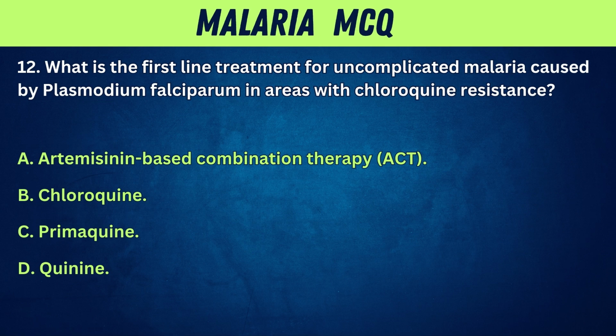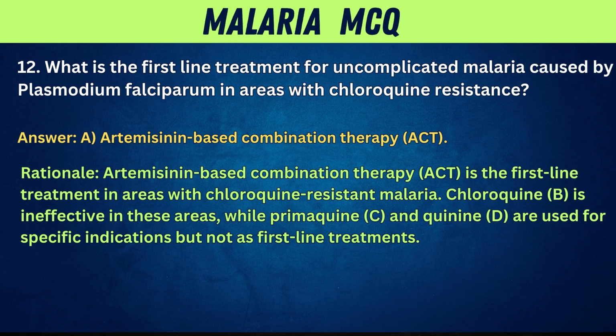12. What is the first-line treatment for uncomplicated malaria caused by Plasmodium falciparum in areas with chloroquine resistance? A. Artemisinin-based combination therapy, ACT. B. Chloroquine. C. Primaquine. D. Quinine. Answer: A. Artemisinin-based combination therapy, ACT. Rationale: artemisinin-based combination therapy, ACT, is the first-line treatment in areas with chloroquine-resistant malaria.